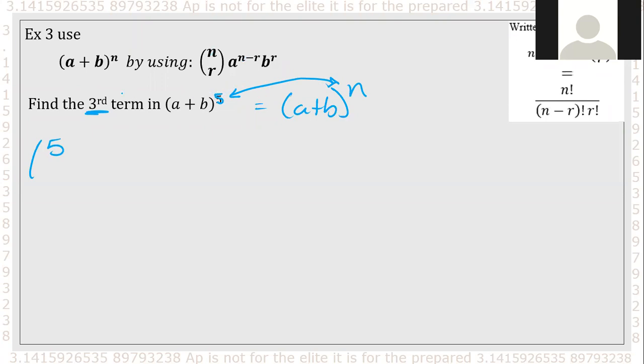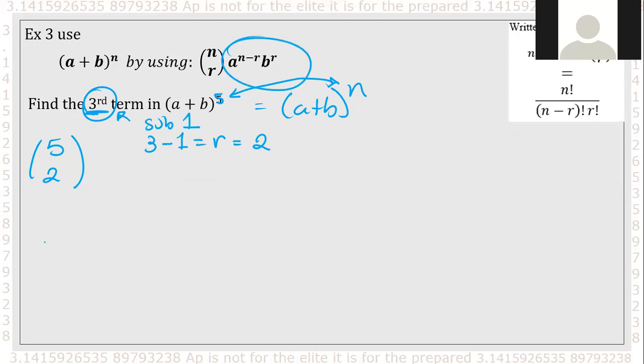Okay, and how do I find my r? Well, it is whatever term they gave you, you subtract a 1. So my r in this case is 3 minus 1. That will give me my r. In this case, r is 2. So this r is 2. And all I have to do now is fill in this. So I got my 5, I got my 2. This is the same thing as saying n and r, right? And I fill this in. So let me go ahead and write it in black.